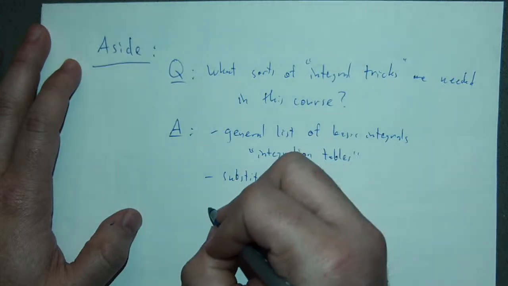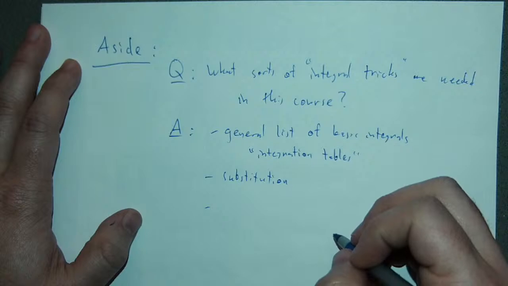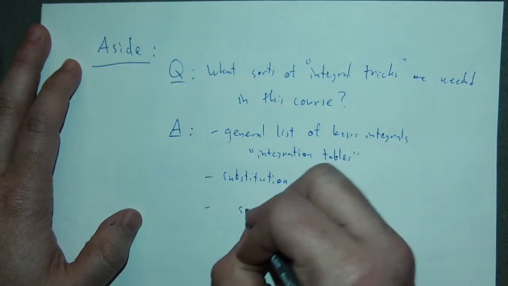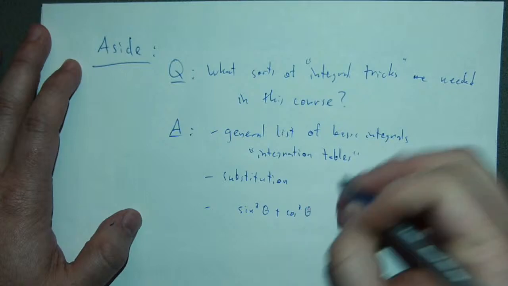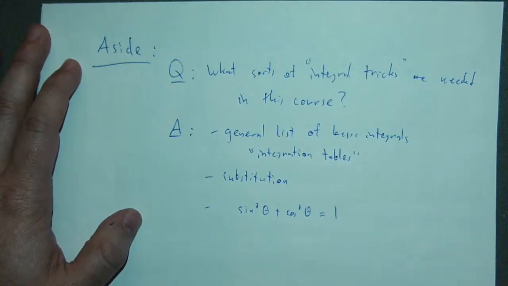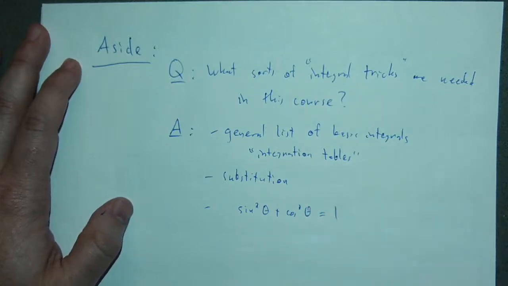You need to know the Pythagorean identity. So you need to know sine squared theta plus cosine squared theta is equal to 1. Of course, you can derive the other Pythagorean identities from this by dividing both sides by sine squared or cosine squared. So this is really the important one.